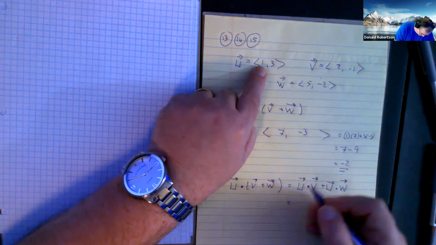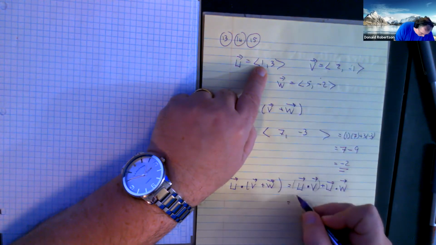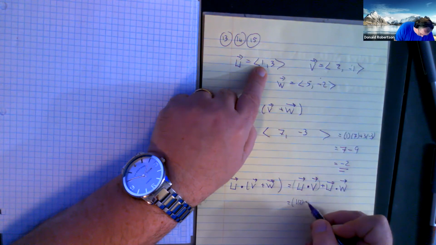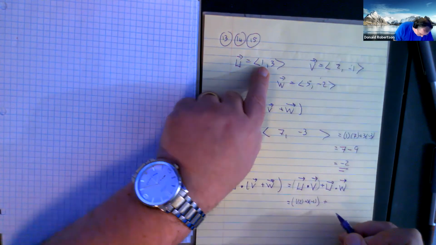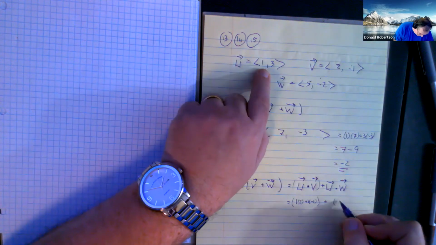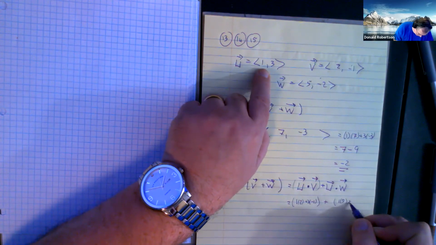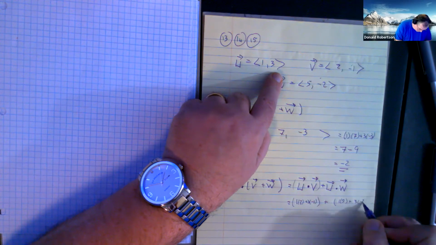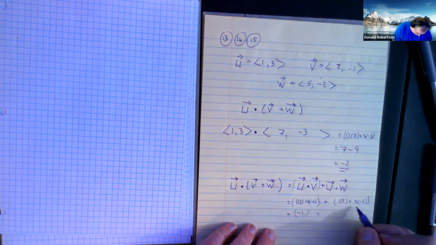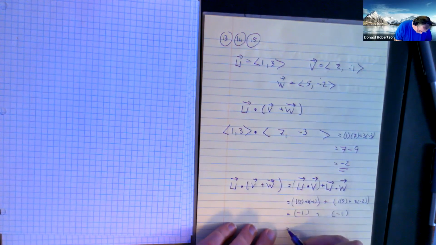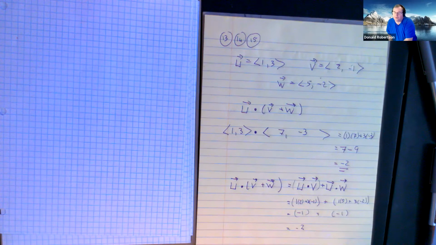This guy here is 1 times 2 plus 3 times -1. And this guy times this guy is 1 times 5 plus 3 times -2. And this is 2 take away 3, which is -1. And this is 5 take away 6, which is -1. And lo and behold, you see they're equal.